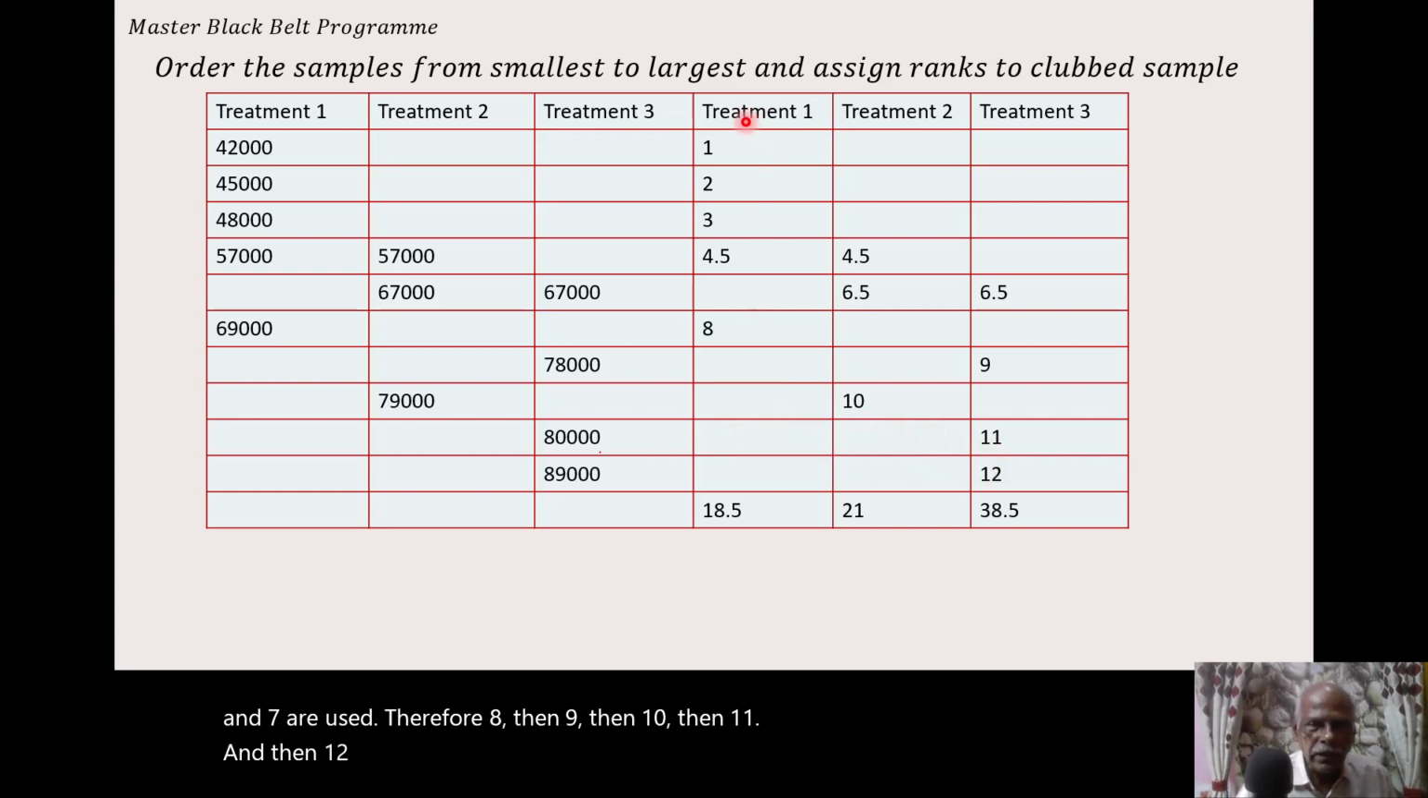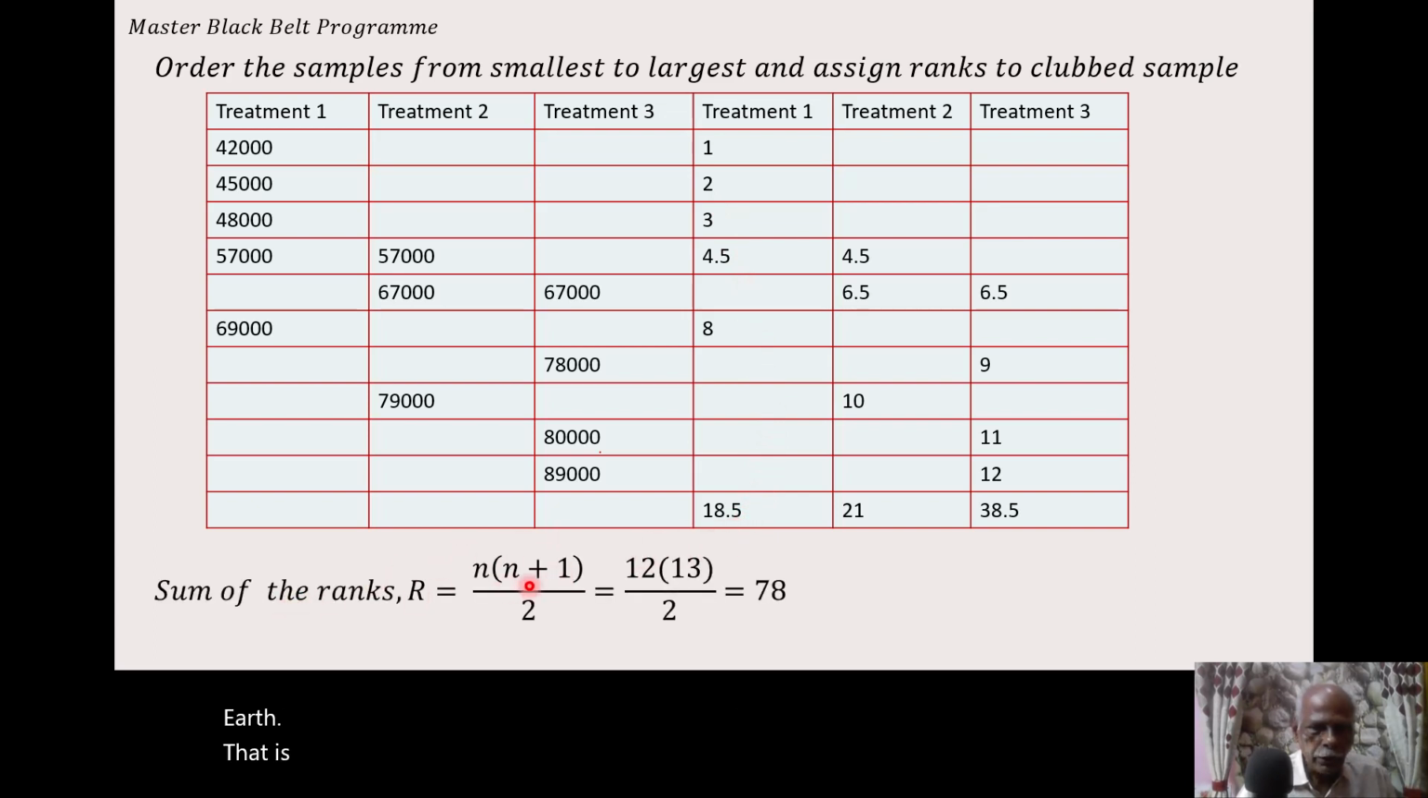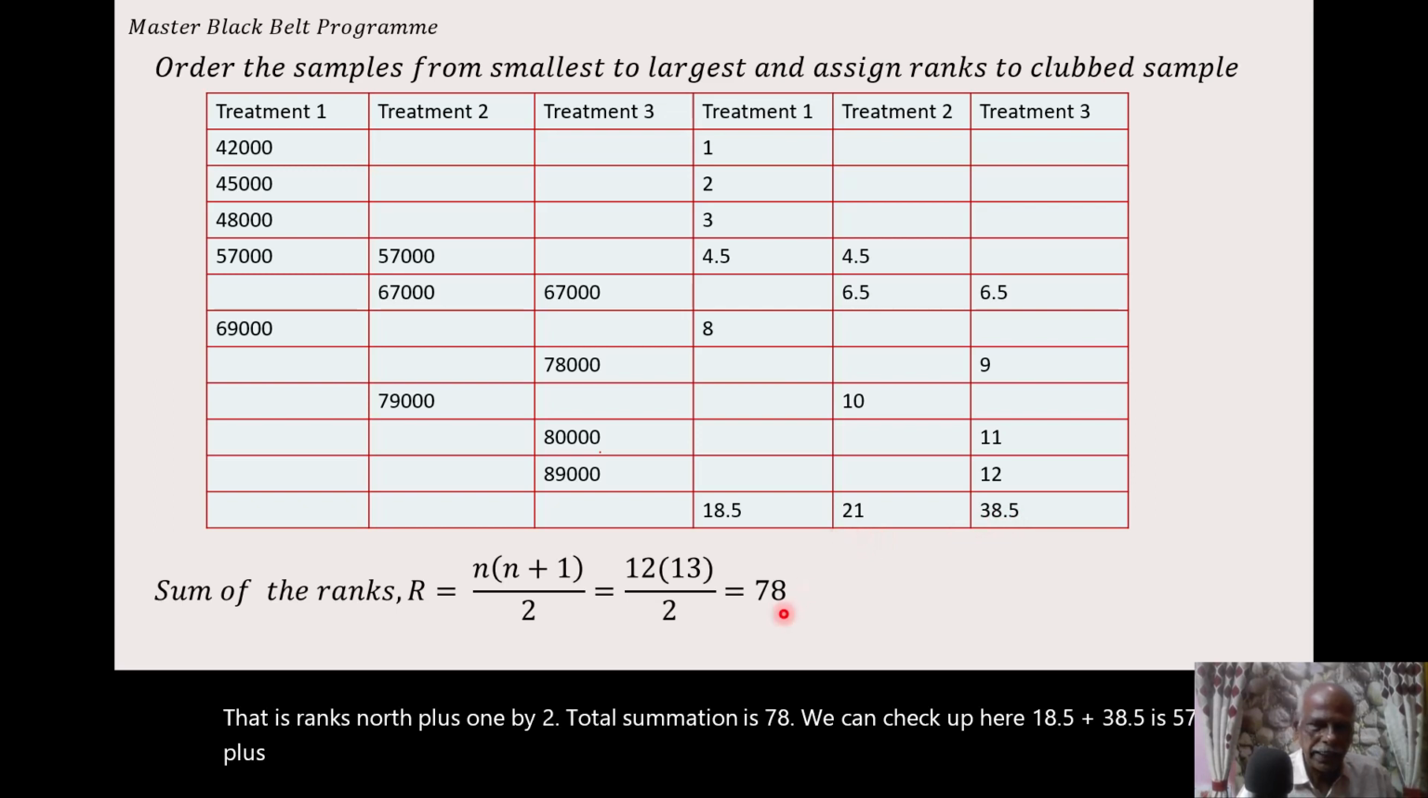So now I find out the summation of the R's, that is ranks. N into N plus 1 by 2, total summation is 78. We can check up here. 18.5 plus 38.5 is 57 plus 21 is 78.